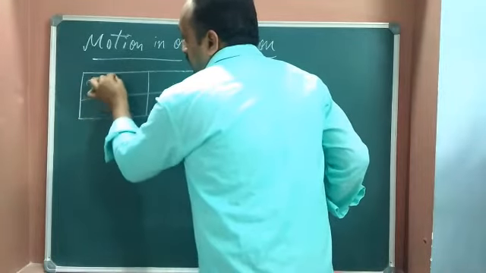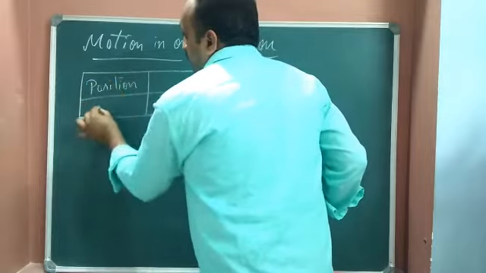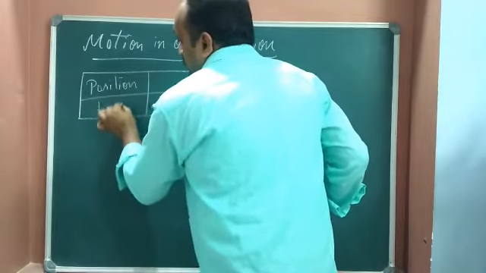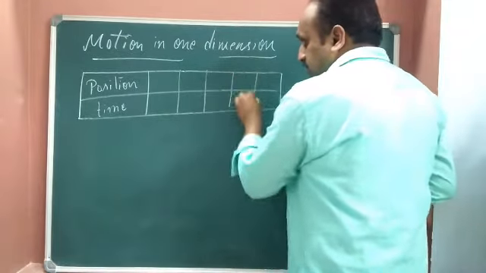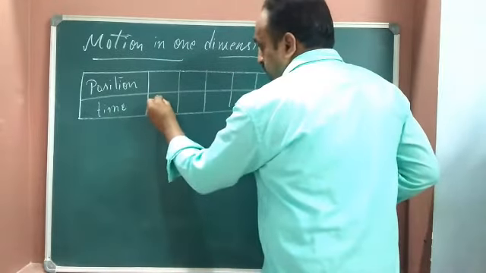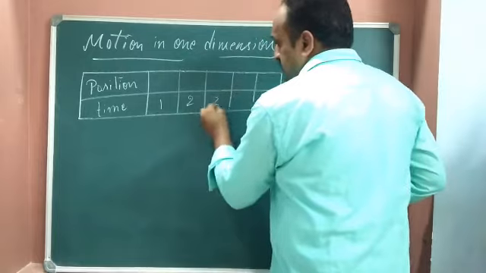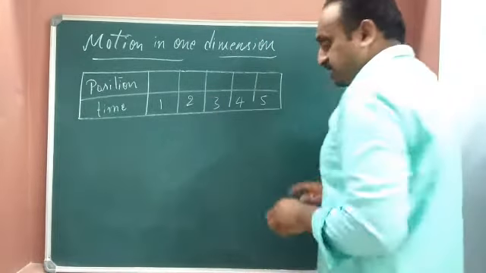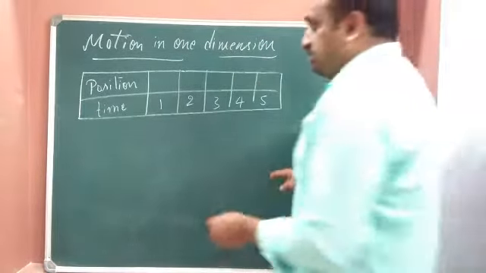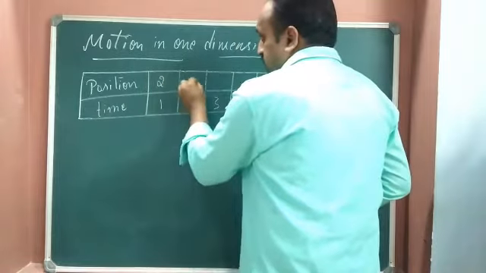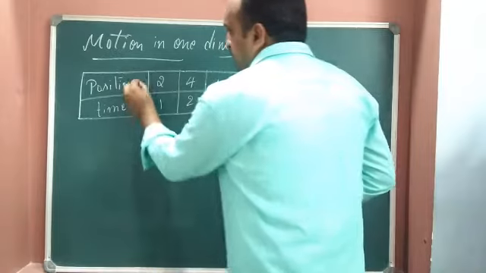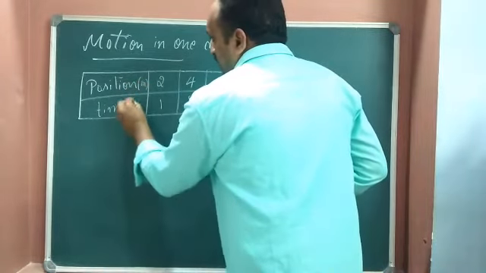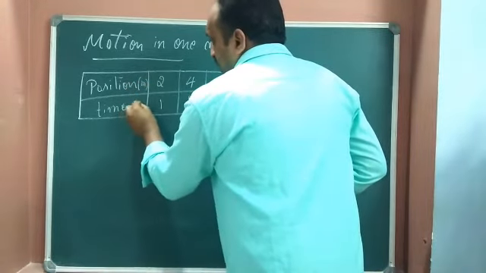Position of an object with respect to time. When the time is 1 minute, 2 minutes, 3 minutes, 4 minutes and 5 minutes, the position of the object is 2 meters, 4, 6, 8 and 10. I said position in terms of meters and time in terms of minutes.